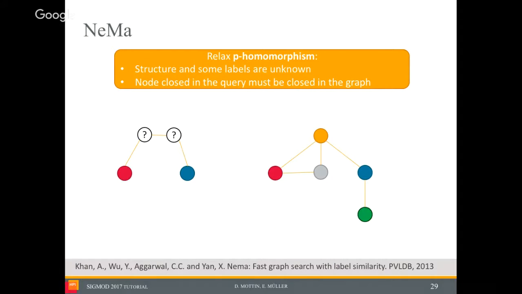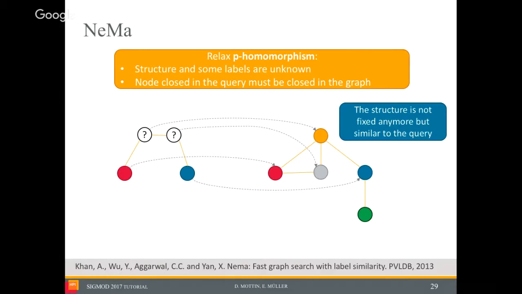Okay, let us move apart from this to a work which is called NEMA. NEMA is basically a work that tried to match approximate structures, but trying to preserve the fact that two nodes that are close in the query should also be close in the graph. So these red and blue nodes should also be close in the graph in order to be matched.